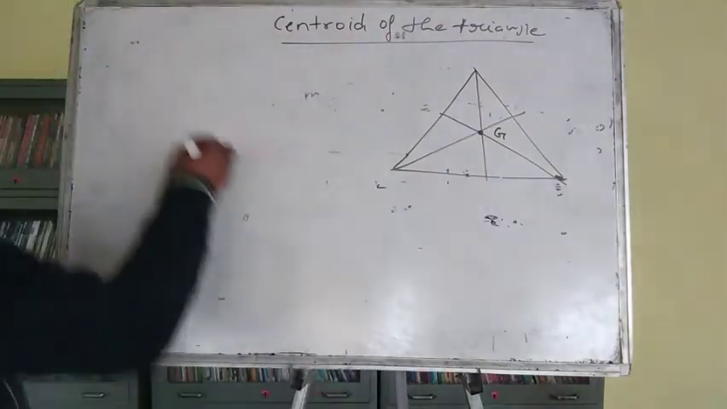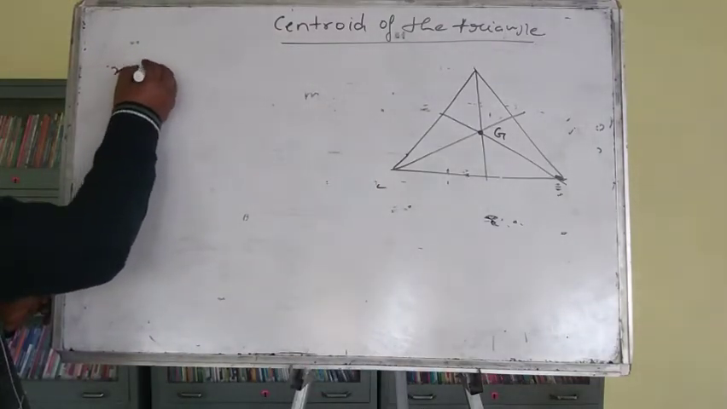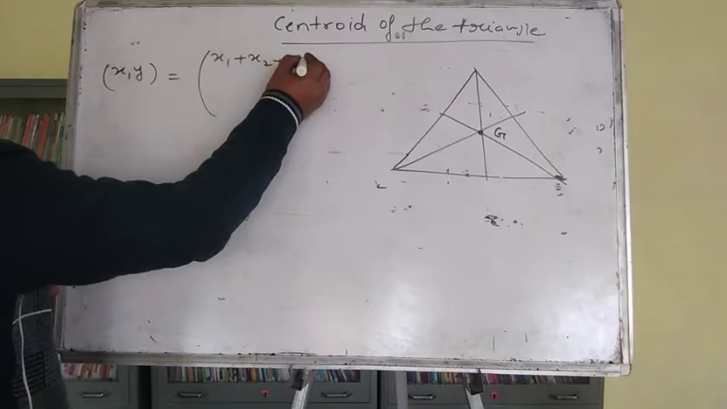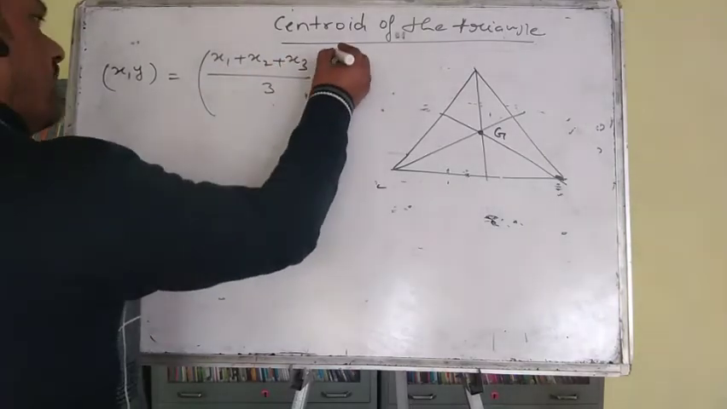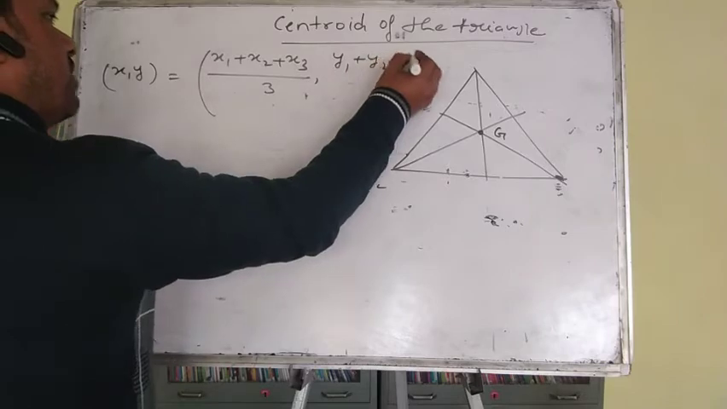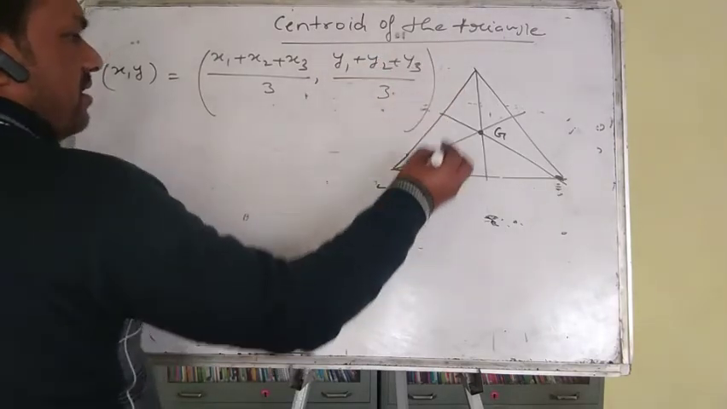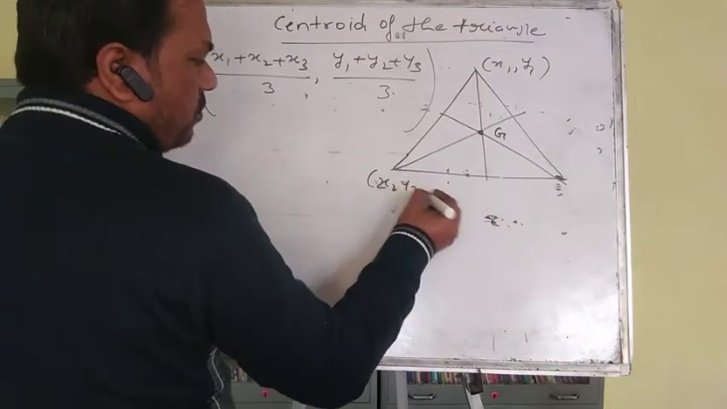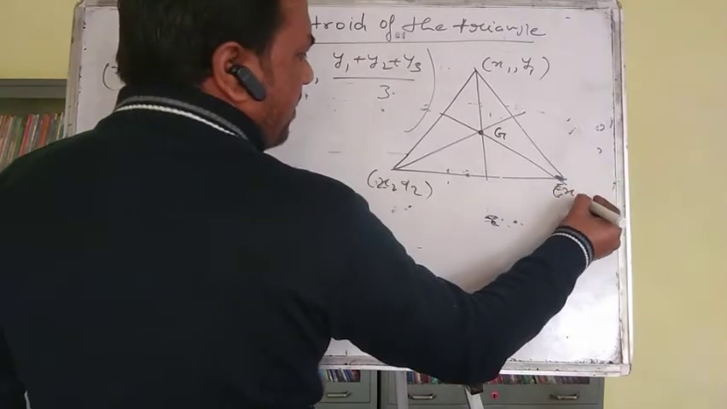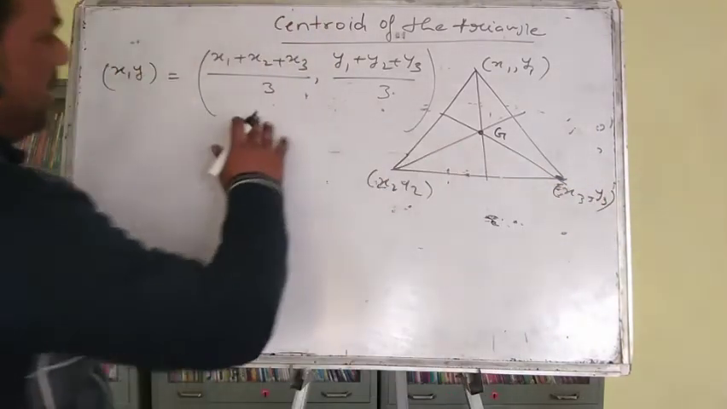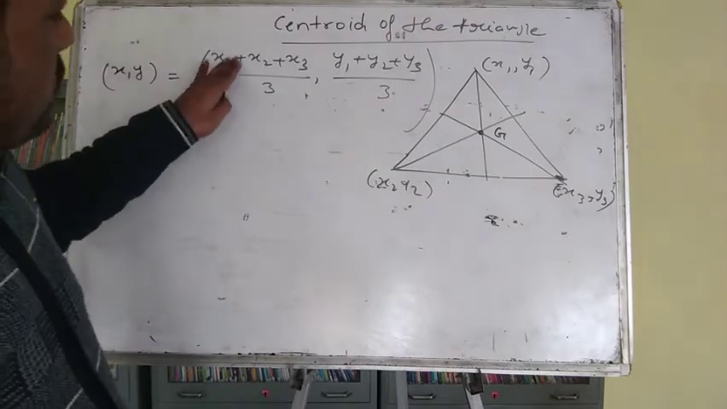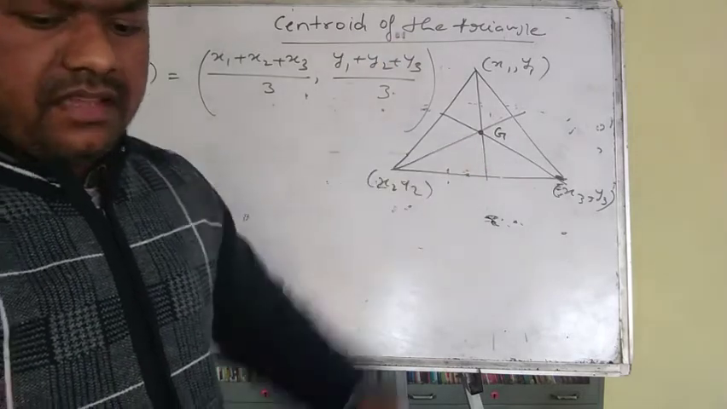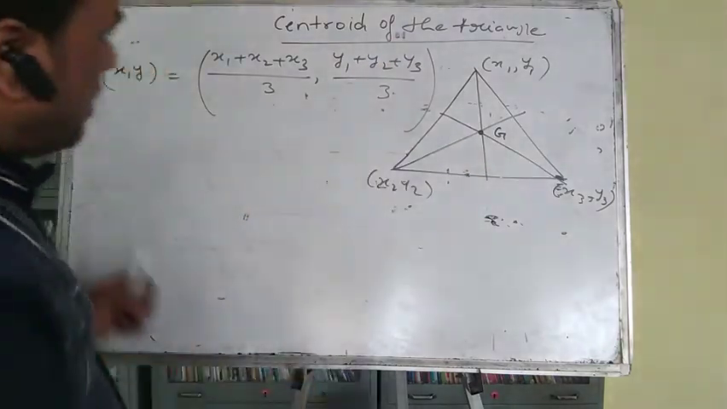So the centroid of the triangle is x comma y is equal to (x1 plus x2 plus x3) upon 3, comma (y1 plus y2 plus y3) upon 3. This is the point x1 y1, this is x2 y2 and this is x3 y3. So the centroid of the triangle is x comma y equal to (x1 plus x2 plus x3) upon 3, comma (y1 plus y2 plus y3) upon 3.